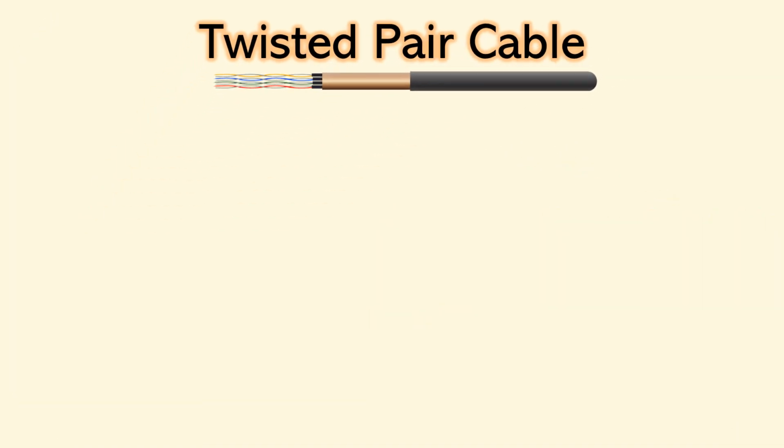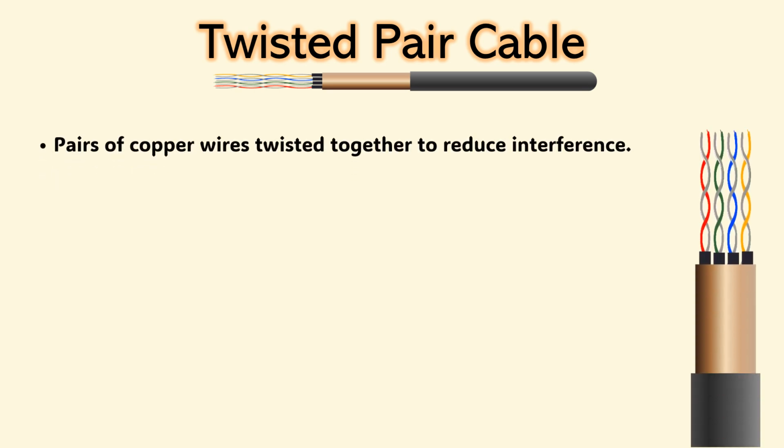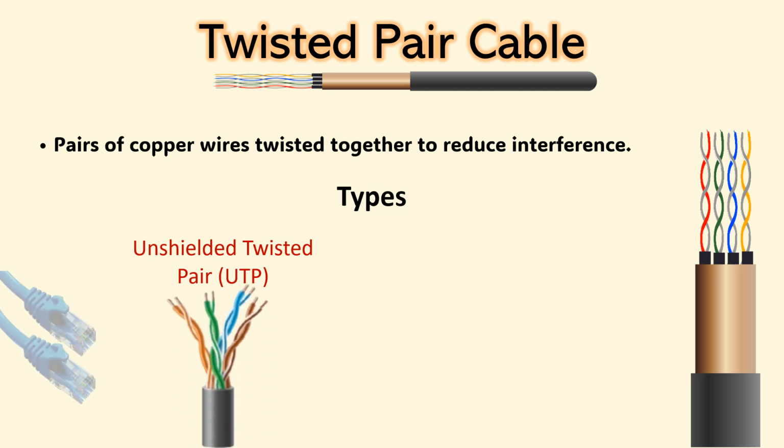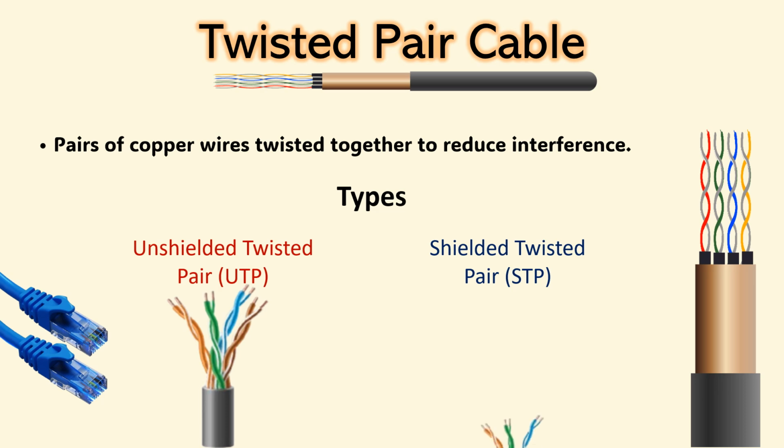First up, twisted pair cable. It consists of pairs of copper wires twisted together to reduce interference from outside sources. There are two types. Unshielded twisted pair, UTP, commonly used in Ethernet connections. Shielded twisted pair, STP, which has a shielding to further reduce interference.